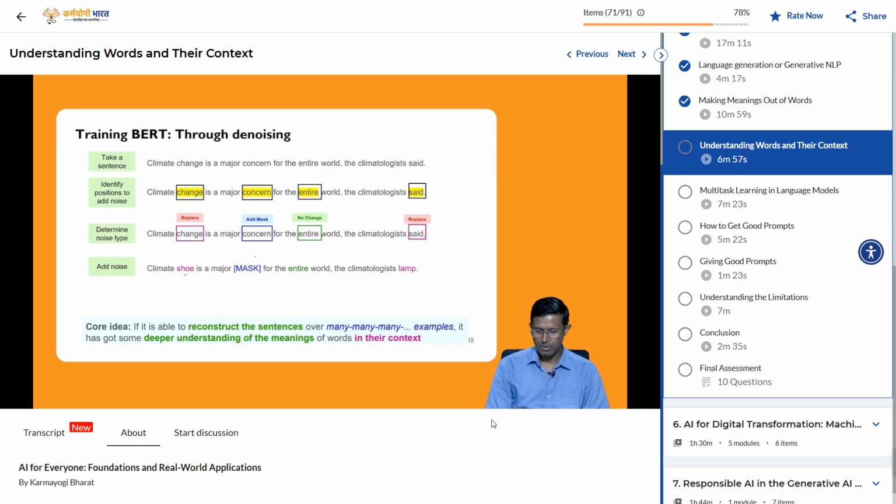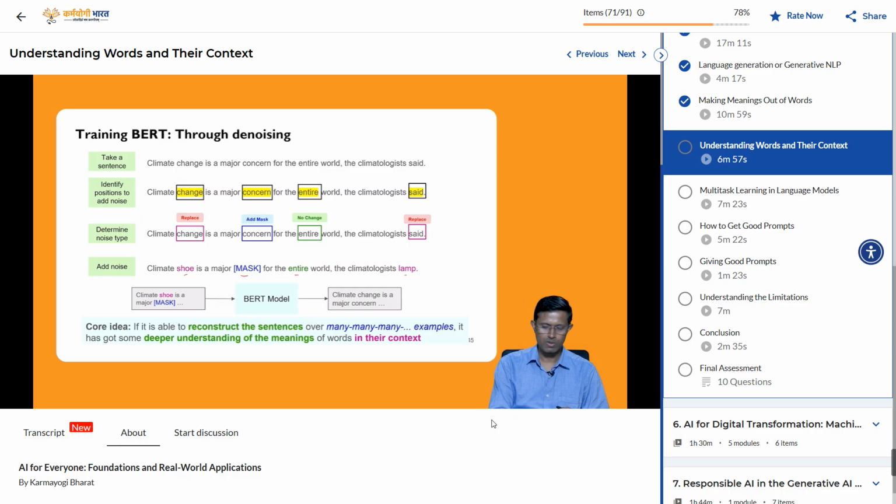Then for the word concern, we said we will be adding a mask. So we simply put a special token here called mask. The word entire did not change, so it remained the same. And for the final word said, we decided to replace it, and suppose it is replaced with the word lamp. Now this is the noisy sentence, and we ask the model to take as input this noisy sentence and produce the correct sentence, the original sentence.